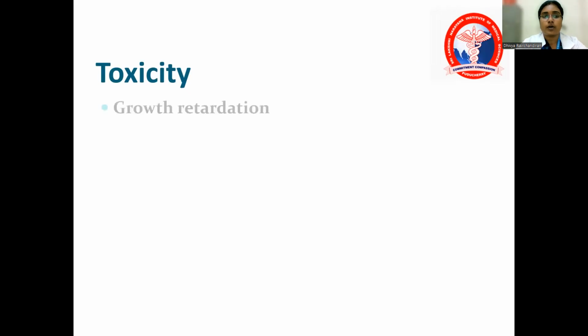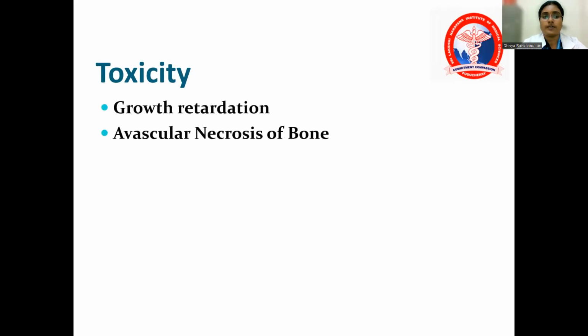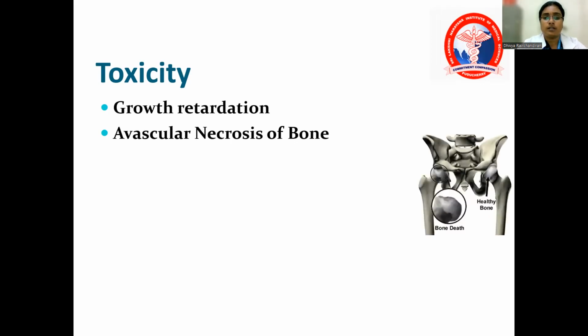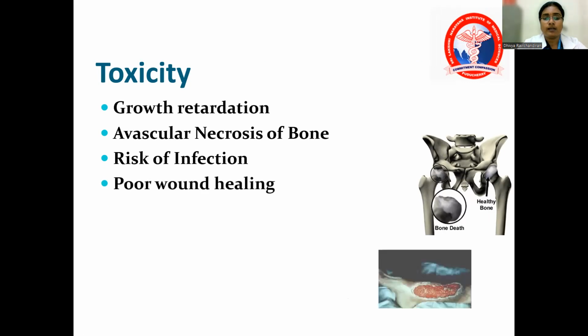The toxicity of glucocorticoids includes growth retardation if it is given to a growing child. Avascular necrosis of bone happens when it is given for a longer duration, and the most common site of avascular necrosis is the head of the femur. Risk of infection, poor wound healing.